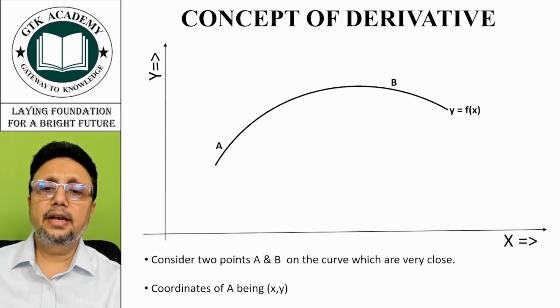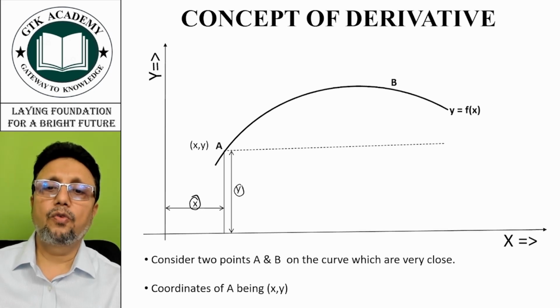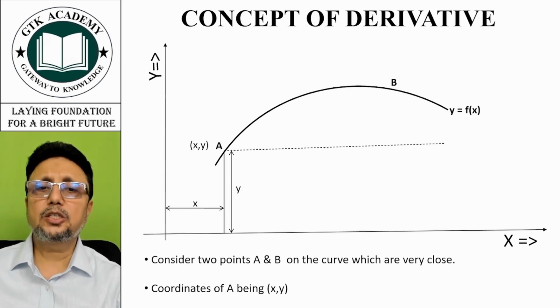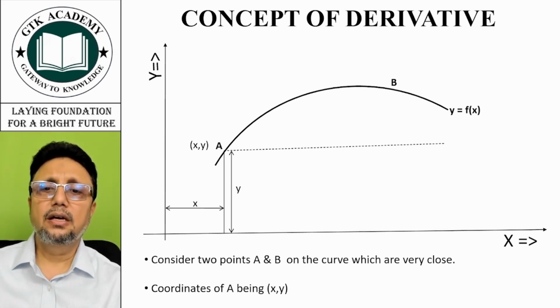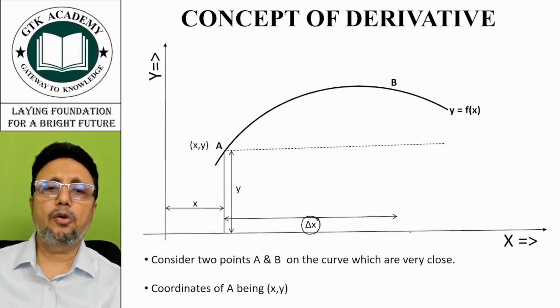Now, the coordinates of A are x and y. So this is your x and this distance is your y. Since B is extremely close to A, that means with a small change in x and a small change in y, we will get B. Means we'll reach B. That means a small change in x, which is delta x. What is delta x? A small change in x. From here, if you draw a perpendicular, it will cut the curve at B, and this is going to be delta y.